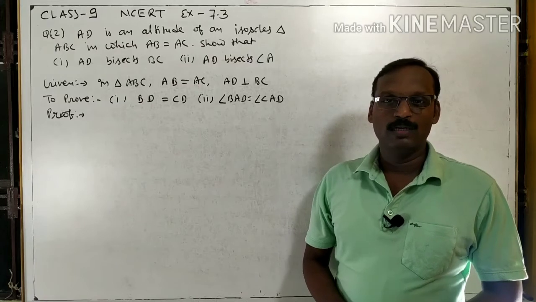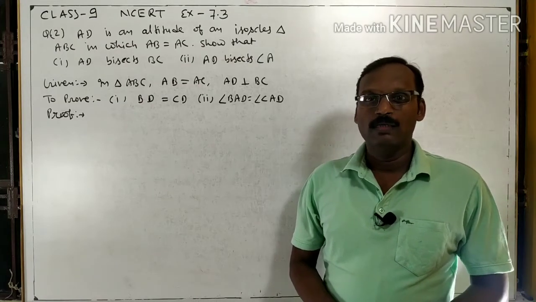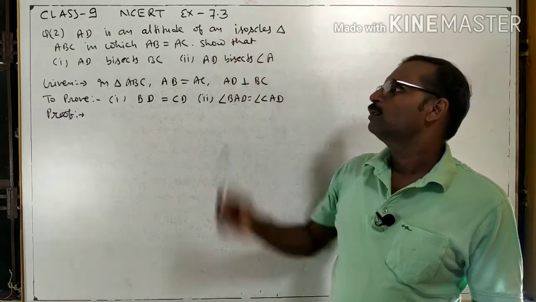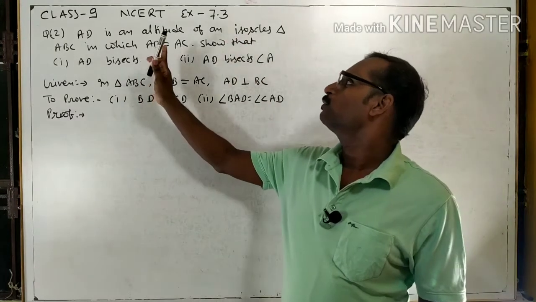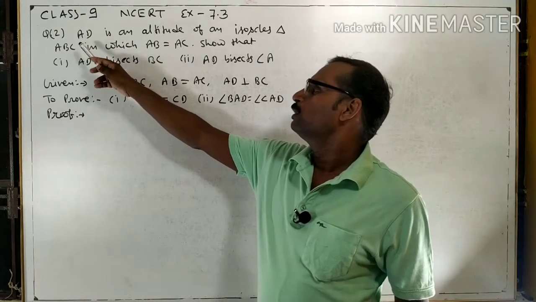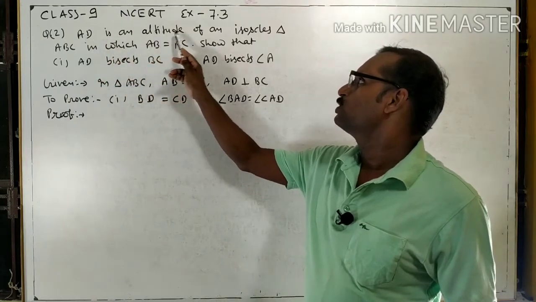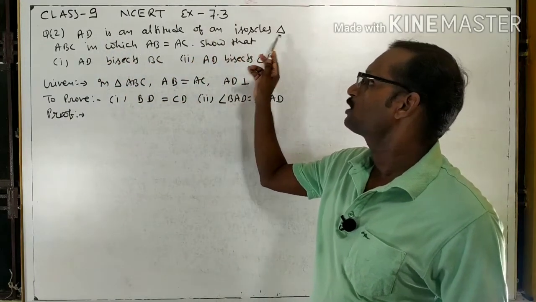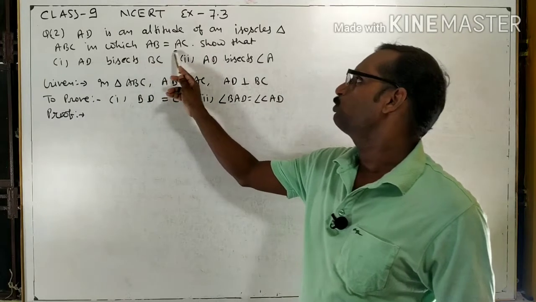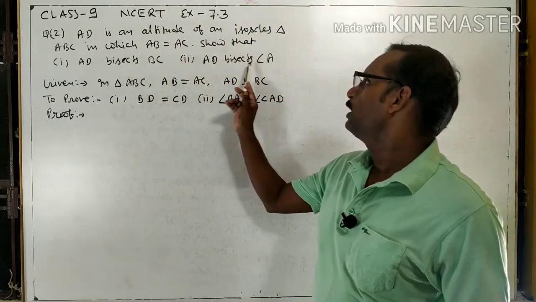This is Alok Kumar Sinha and today we will solve problems based on congruency of triangles of exercise 7.3, only question number 2 and 3. In question number 2, it is given that AD is an altitude of an isosceles triangle ABC in which AB equal to AC, so that AD bisects BC and AD bisects angle A.